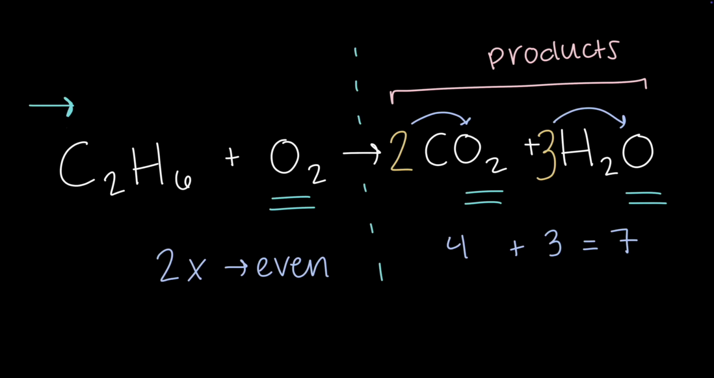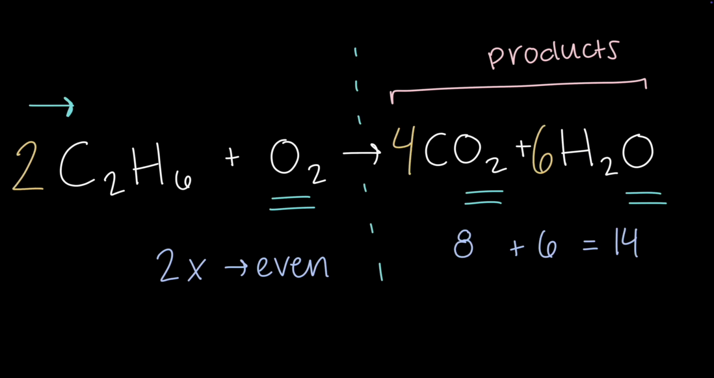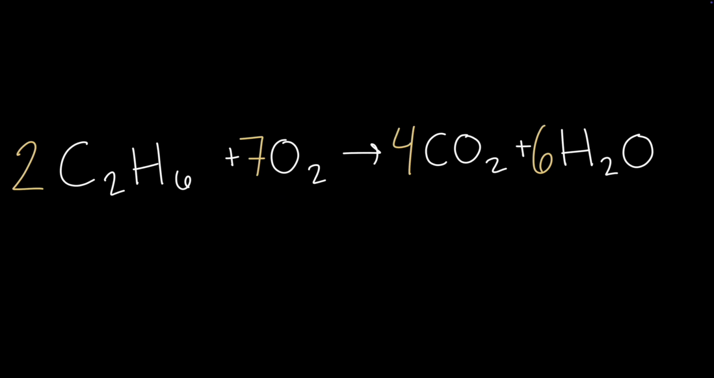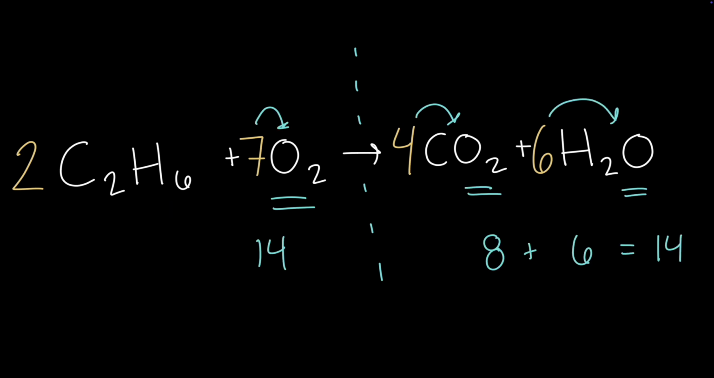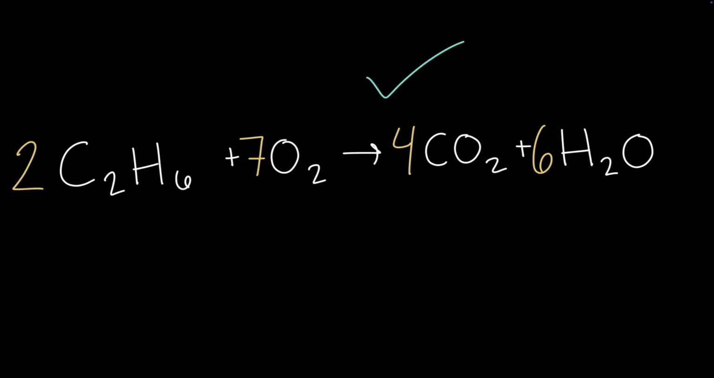The trick here is to multiply all coefficients by 2 to double the amount of oxygens needed to be an even number of 14. Now I can put a 7 in front of O₂ to have 14 oxygens on each side. We can recheck all elements. Carbon has 4 on each side, hydrogen has 12 on each side, and oxygen has 14 on each side. The equation is now balanced.